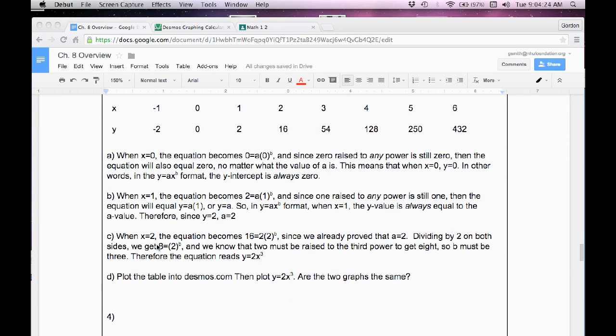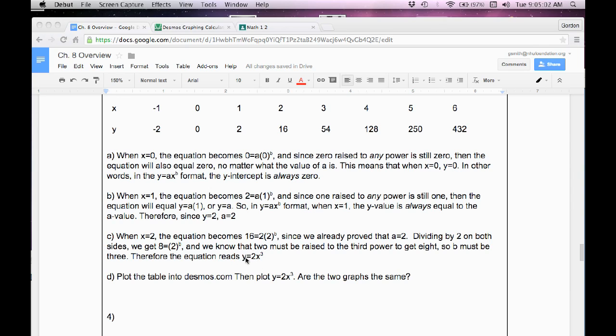So when x equals 2, the equation becomes 16 equals 2 times 2 to the b, since we already proved that a is 2. So then we can divide this by 2 on both sides, and we get 8 equals 2 to the b. And we know that 2 must be raised to the third power to get 8, because 2 times 2 times 2 equals 8, so b must be 3. Therefore, the equation reads y equals 2x to the third. All right, so what we did, we found the a by looking at x equals 1, and then we found the b by solving at x equals 2.